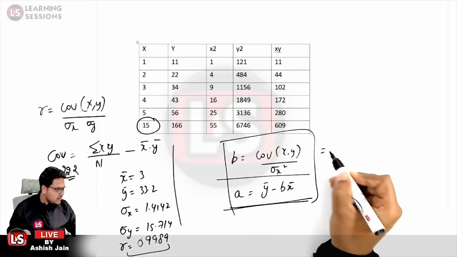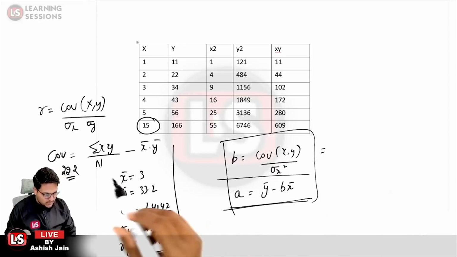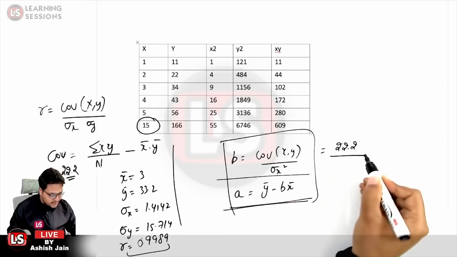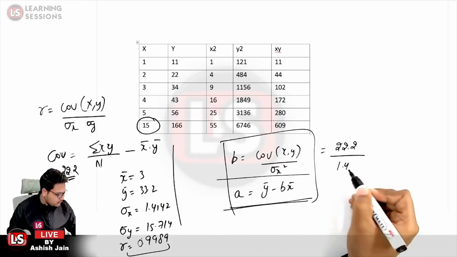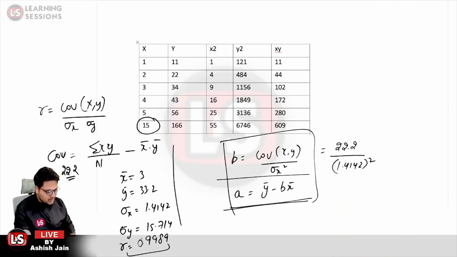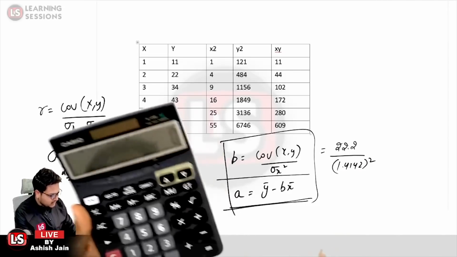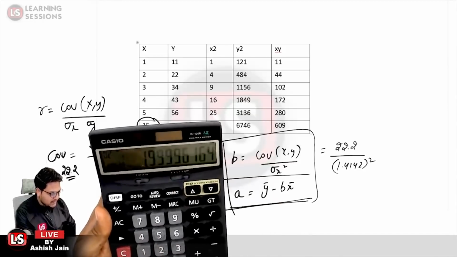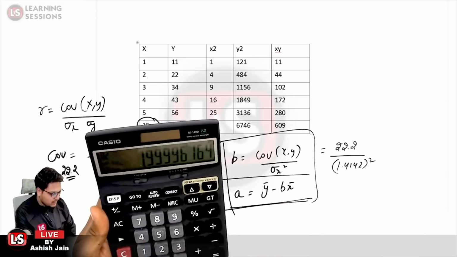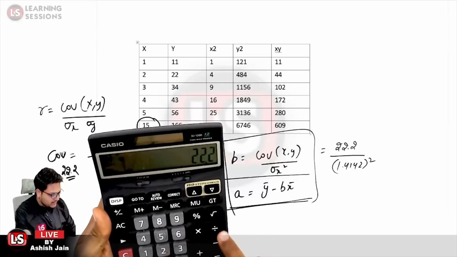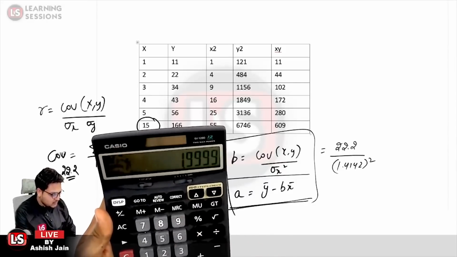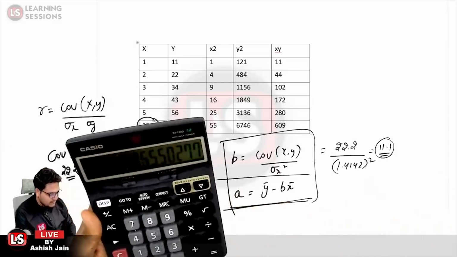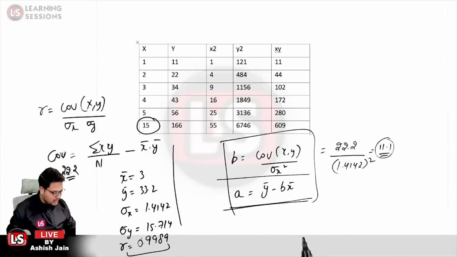So covariance we have already calculated. That was equal to 22.2, and further divided by sigma x that we have already calculated, that is 1.4142, squared. So over here the value of b is equal to 22.2 divided by 1.4142 multiplied by 1.4142, and that comes out to be 1.9999. Okay, so it will be 22.2 divided by 1.9999. That comes out to be equal to 11.1. So the value of b is equal to 11.1.